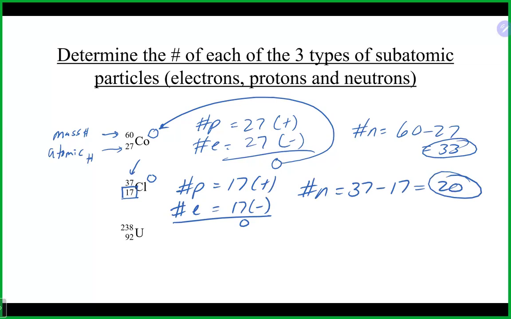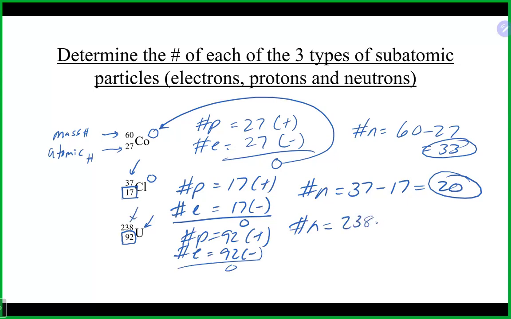Next is, by the way, Cl is chlorine. Last one there is U, which is uranium. Same idea, we could start with our protons, which is 92, which is our atomic number. Our electrons in this case will also be 92, as it is neutral. Again, nothing written here. And our number of neutrons is going to be our mass number, which is on top, 238, minus 92, which is our atomic number. That's 146.